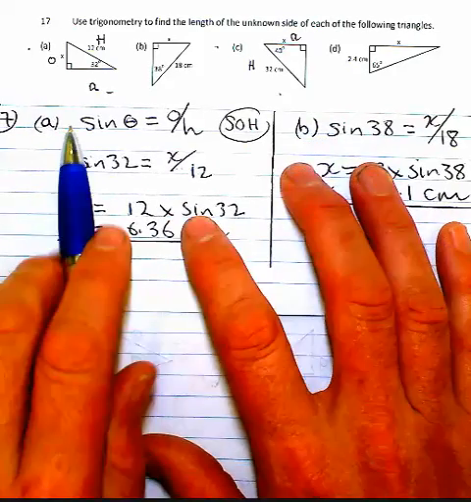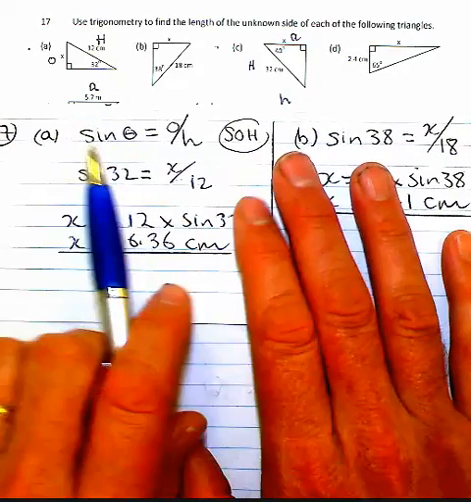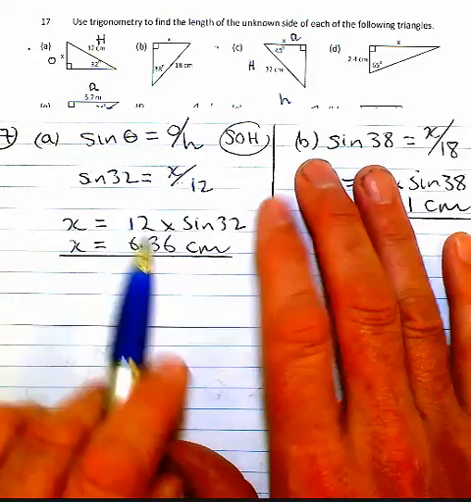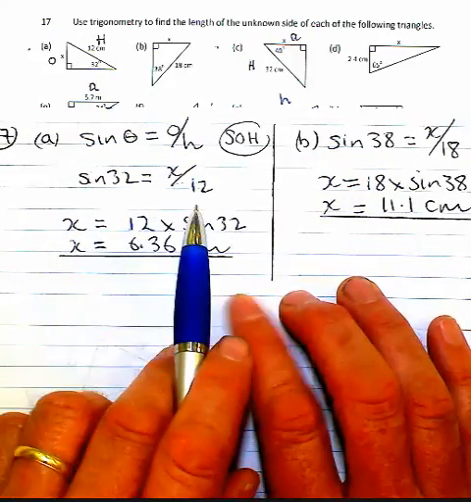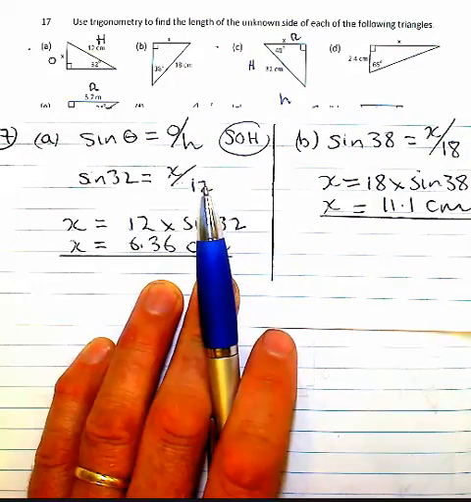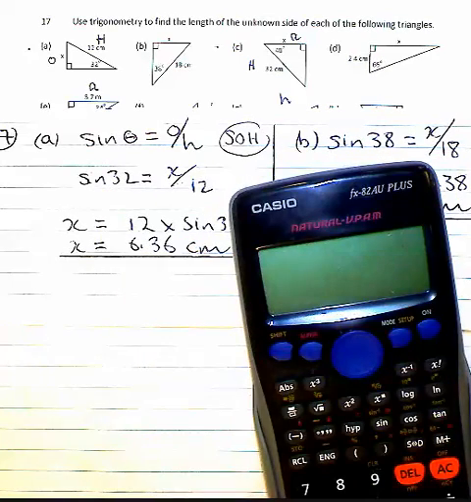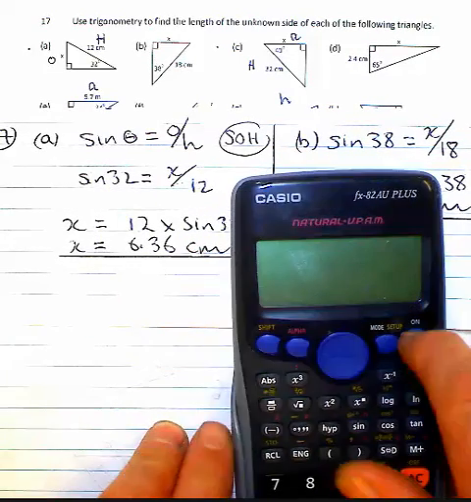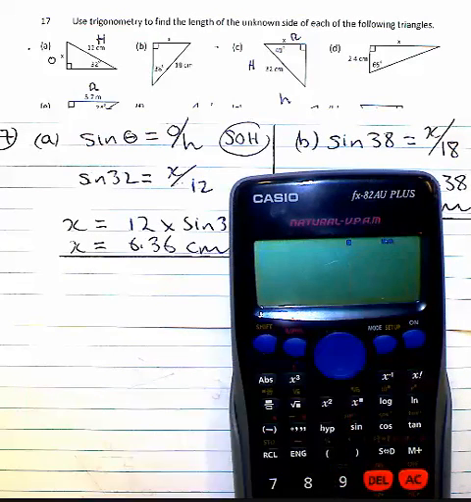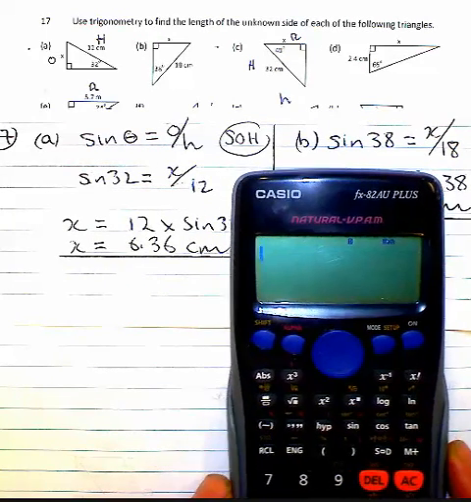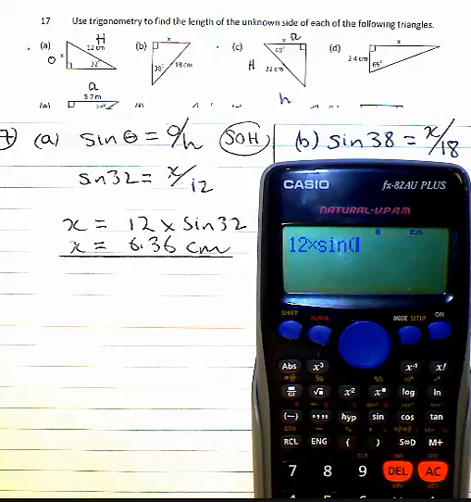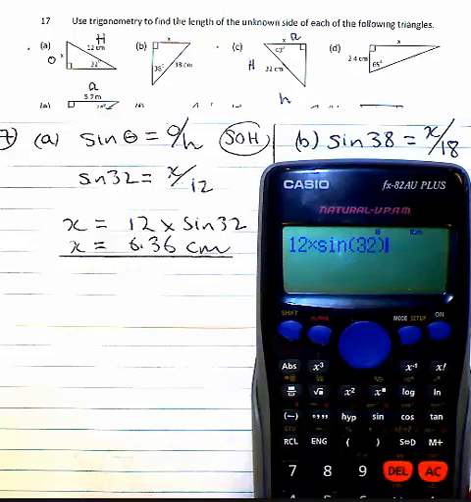In 17a, sine theta is equal to the opposite over the hypotenuse. I don't know the adjacent side, so I'm not going to make use of it. So sine of 32 is equal to x over 12. Now when you tackle that on your calculator, I've just got a scientific calculator here, make sure that the D or the degree sign is on. And working that through, just showing you on this little calculator, so 12 times sine 32 equals.